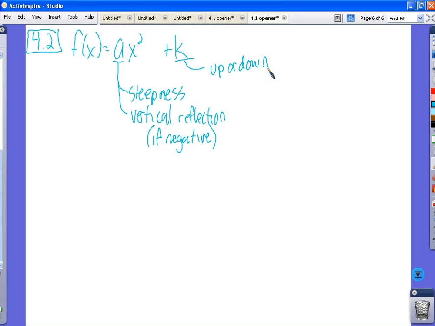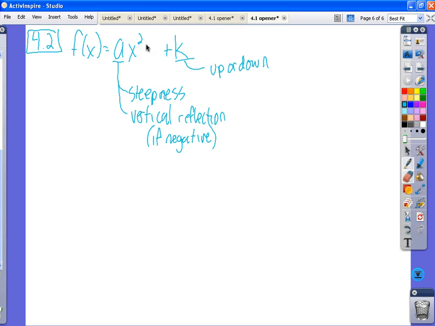Okay. So what did Tyler ask about earlier? If you could move it side to side, how would we do that? We talked about that. If this affects the output, you get the output, then you add something to it. That moved it up or down. So what if we add something or subtract something to x before we square it? That will have a horizontal moving effect. That's right.